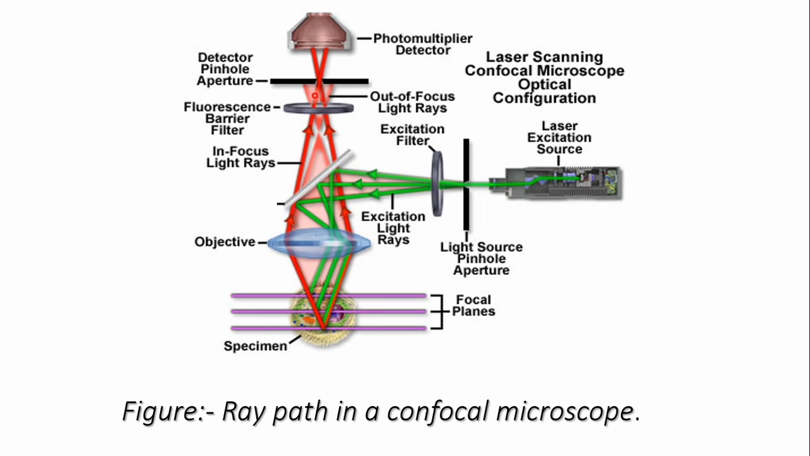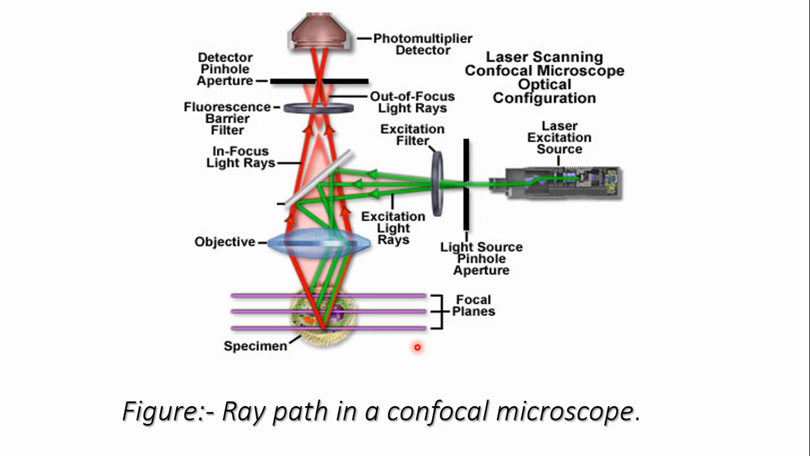The fluorescence barrier filter allows only emission light, but it is not able to remove or eliminate out of focus light rays. Now when these light rays fall on the pinhole aperture, it will remove out of focus light rays and only allow in focus light rays to pass. Now these in focus light rays will fall on the detector. So this is the ray path present in a confocal microscope.